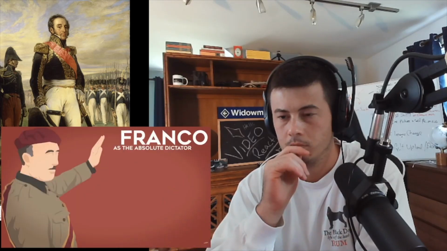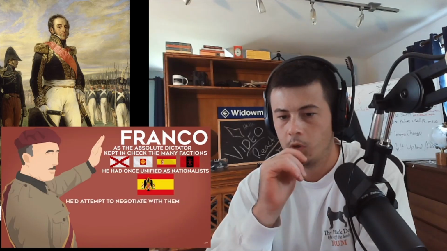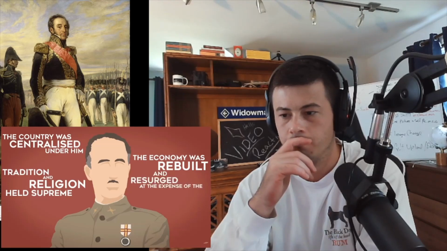Franco, as the absolute dictator, kept in check the many factions he had once unified as nationalists. He had attempted to negotiate with them, but if pressed he had no qualms purging them. The country was centralized under him. Tradition and religion held supreme. The economy was rebuilt and resurged at the expense of the worker.